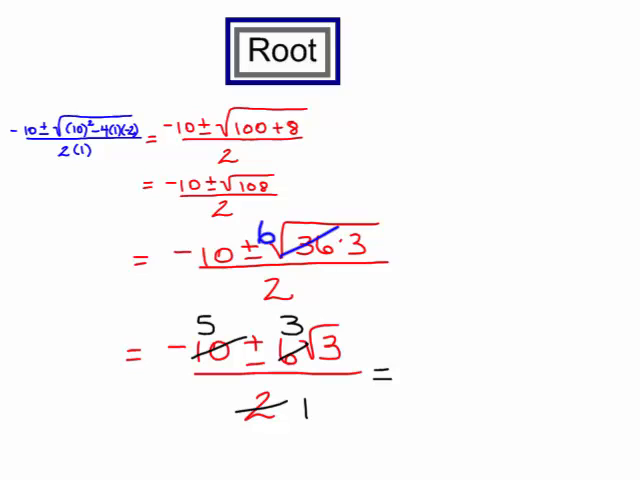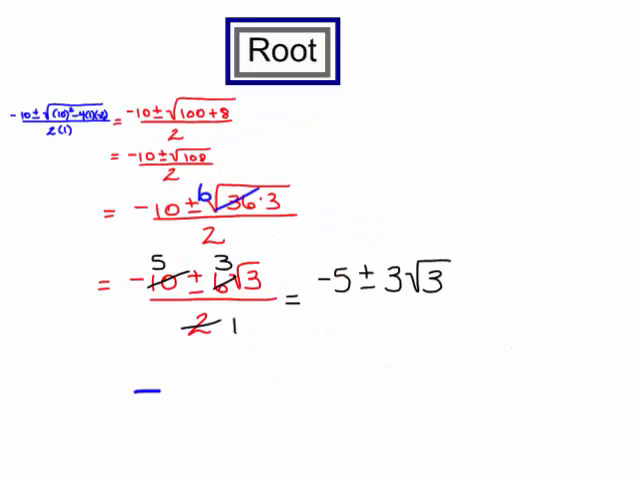The final answer is negative 5 plus or minus 3 radical 3. I can write negative 5 minus 3 radical 3, and negative 5 plus 3 radical 3.